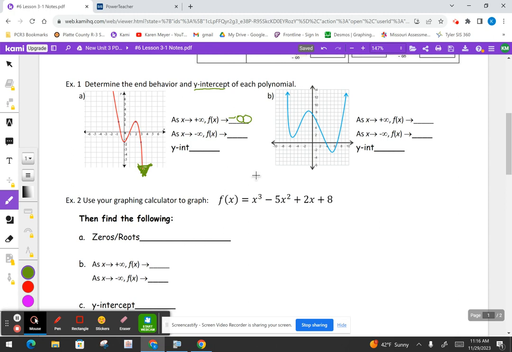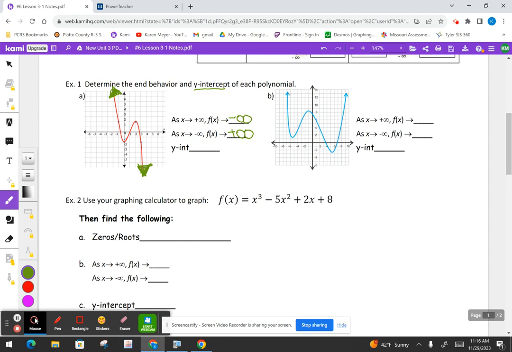And then the middle one here, it says as x approaches negative infinity. Well, that means left side. So if you look at your picture on the left side, you're going to notice that this one is pointing up. It's going up forever and ever. So here you would put positive infinity. So remember, your choices for end behavior is either positive infinity or negative infinity.